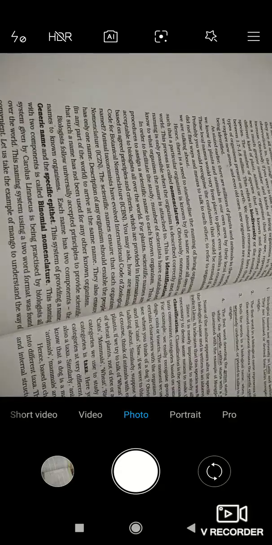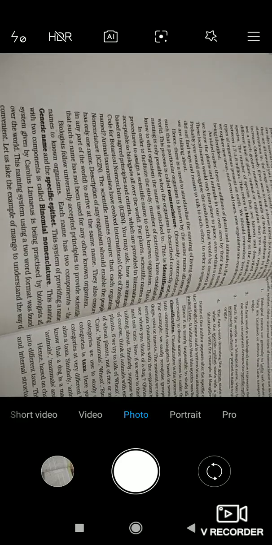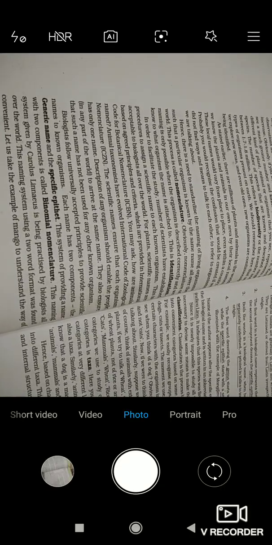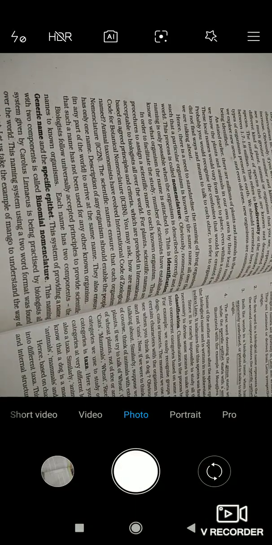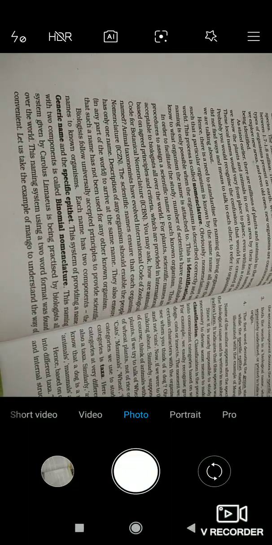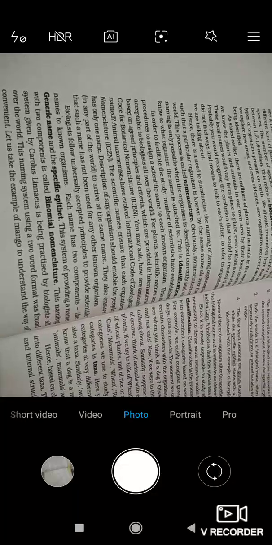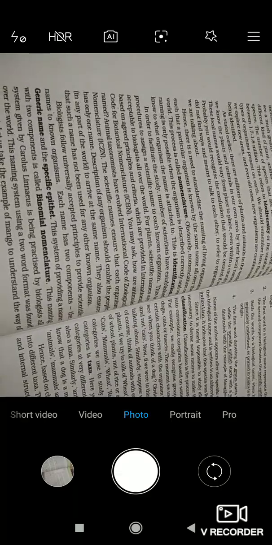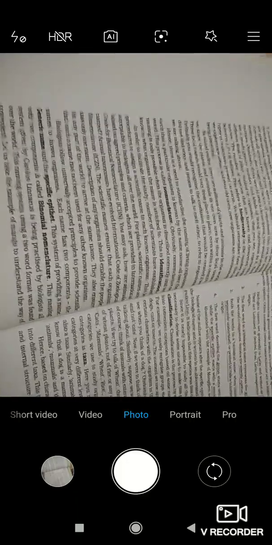This naming system given by Carolus Linnaeus is being practiced by biologists all over the world. The process of naming these organisms has been given by Carolus Linnaeus, and this process is accepted and practiced by biologists all over the world. This naming system using a two-word format was found convenient. Naming the organisms with this two-word format, the first generic name and the specific epithet, was found convenient, meaning it was found comfortable.